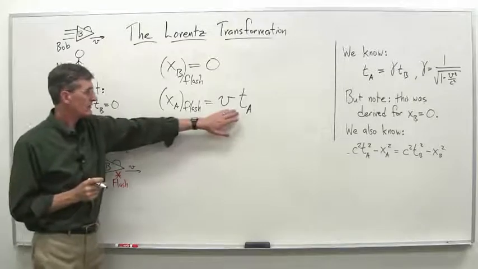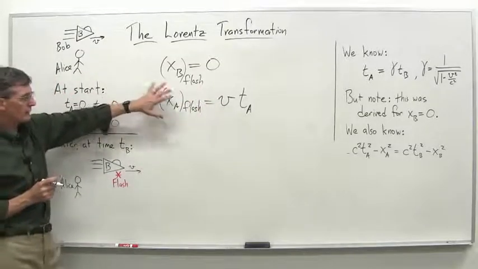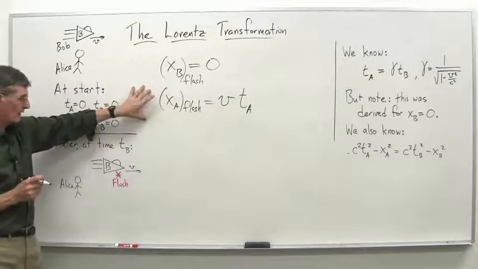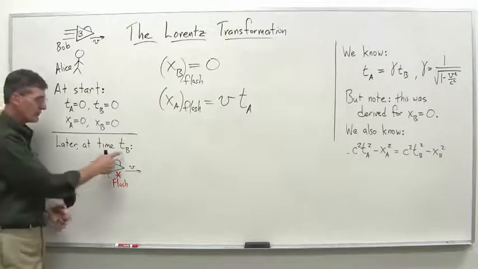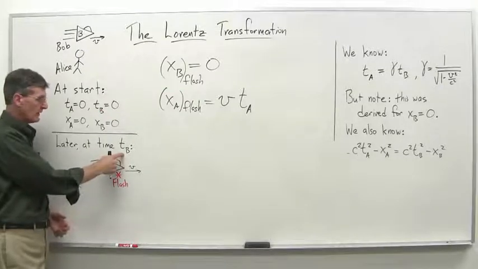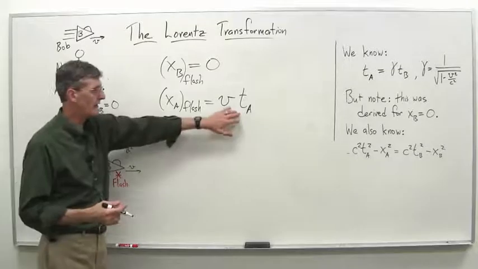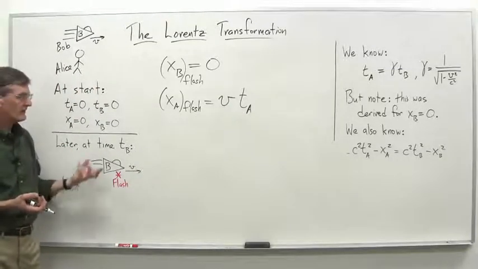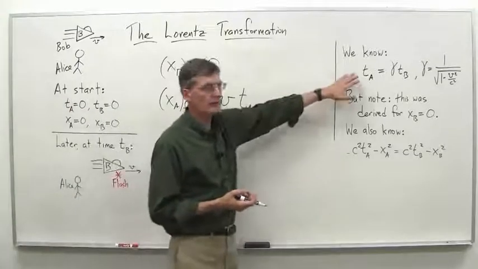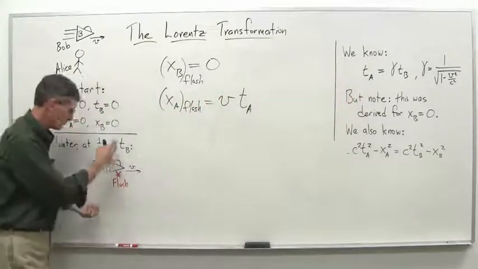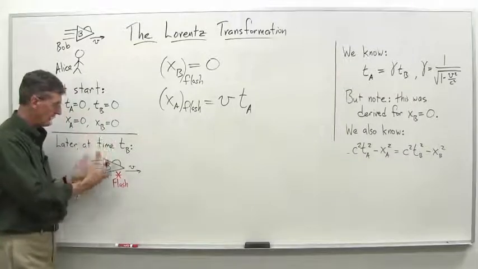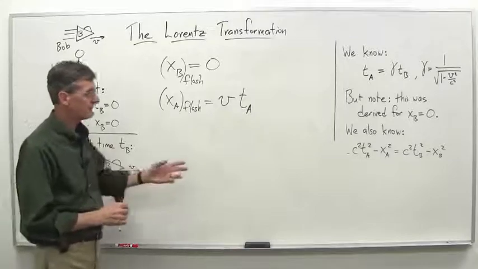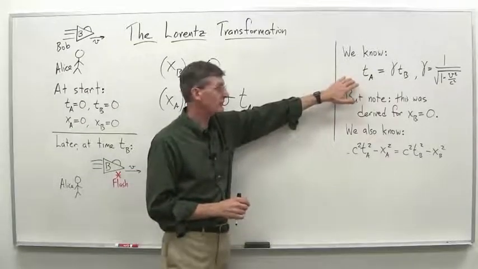What is t_a? Remember, we want to have Bob's coordinates on one side and Alice's coordinates on the other. Bob measures the flash at time t_b. We'd like to somehow write t_a in terms of t_b. Now, in actual fact, this is a case where time dilation applies, because the flash is occurring right at x_b equals 0 for Bob, sitting right next to him. And therefore, we can just put this in here.